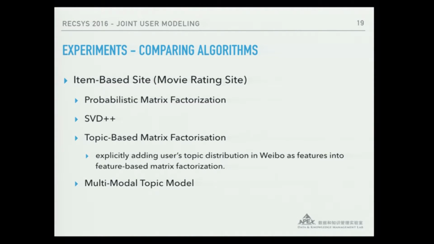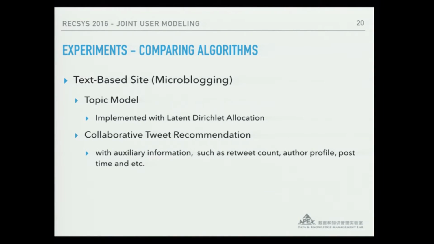For the item-based side, we compare with inside-site user modeling techniques, including probabilistic matrix factorization and SVD++. We also compare with algorithms that directly borrow the topic information from the other side, including the topic-based matrix factorization and the multimodal topic model. And for the text-based side, we compare with the topic model, which is implemented with latent Dirichlet allocation, and also with collaborative Twitter recommendation, which operates with auxiliary information, including Twitter accounts, author profiles, and so on.